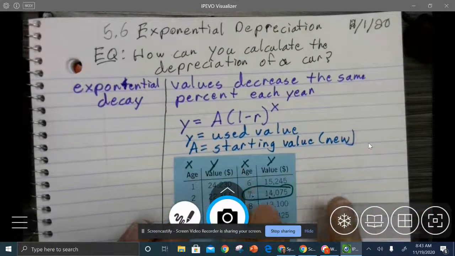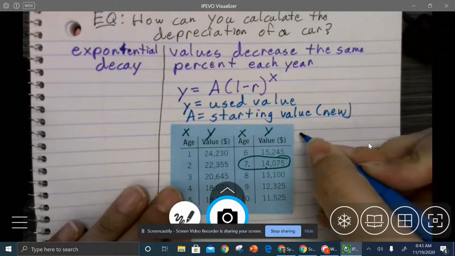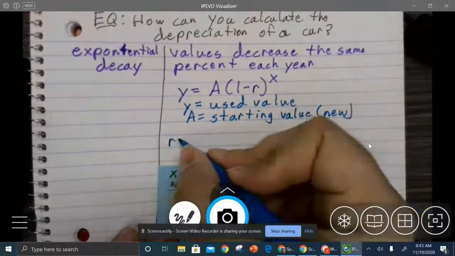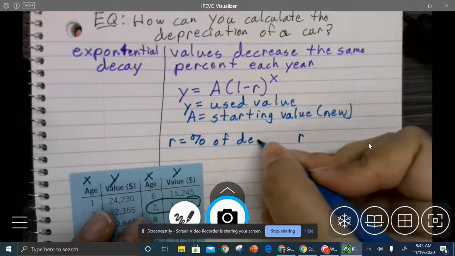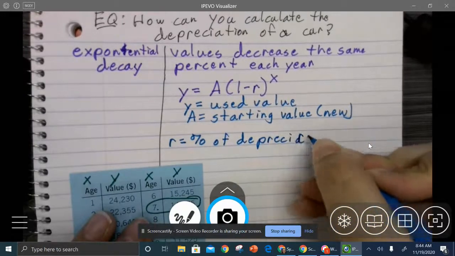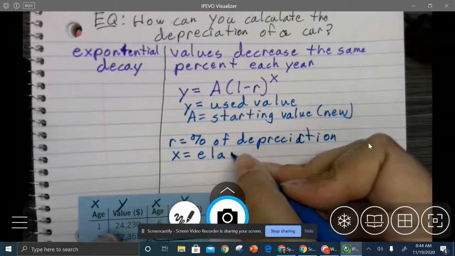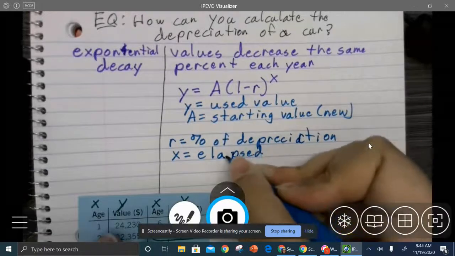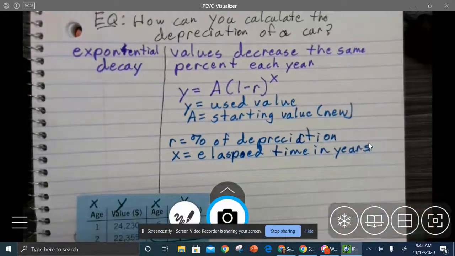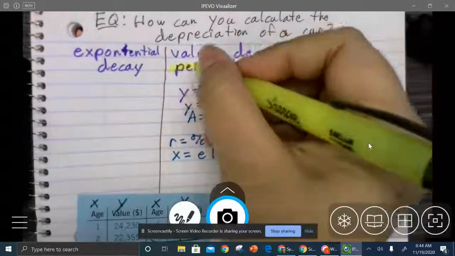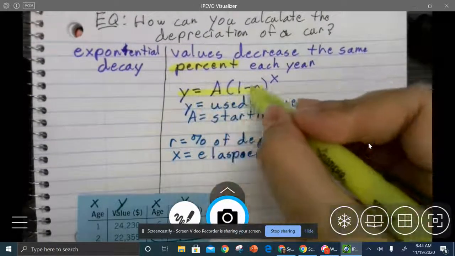Okay, and then we're going to be using this table. So age is our x value. Of course we have our rate. Rate is the percent of depreciation. And then x is the elapsed time in years, so the time that has passed. So this is the percent, that's the rate. And this whole thing is a formula that we are going to be using.